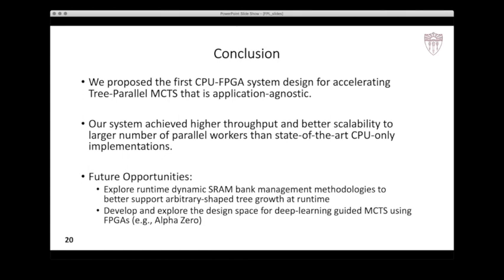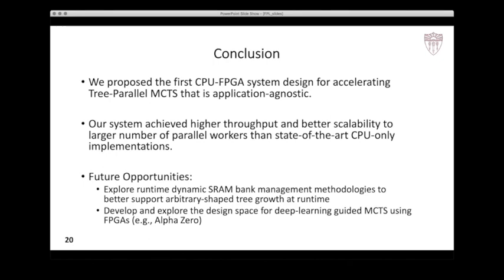To conclude, in this work, we propose the first CPU-FPGA system designed for accelerating tree-parallel MCTS that is application agnostic. Our system achieved higher throughput and better scalability to larger numbers of workers than state-of-the-art CPU-only implementations. There are many future opportunities in the area of MCTS acceleration. For example, one of our ongoing explorations is to explore runtime dynamic SRAM bank management methodologies to better support arbitrary-shaped tree growth at runtime.